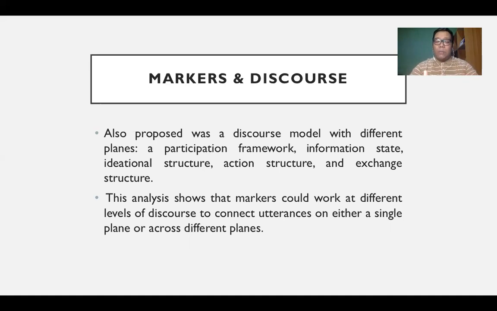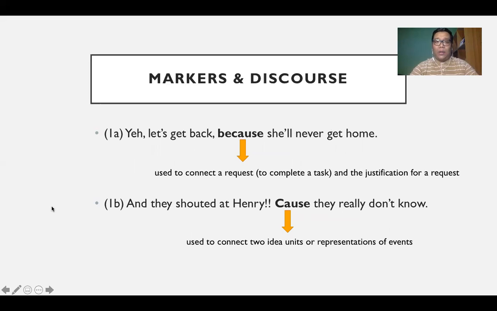So when we understand discourse markers, we look at them not only as markers with sole responsibilities of connecting a single expression with another expression, because sometimes, semantically and pragmatically speaking, discourse markers may also function as connectors of a lot of expressions used in a single discourse delivered towards another discourse marker. For example, a paragraph-long discourse may also contain a lot of discourse markers. For example, in this set of expressions or discourses, for example, 1A, yeah, let's get back because she'll never get home.